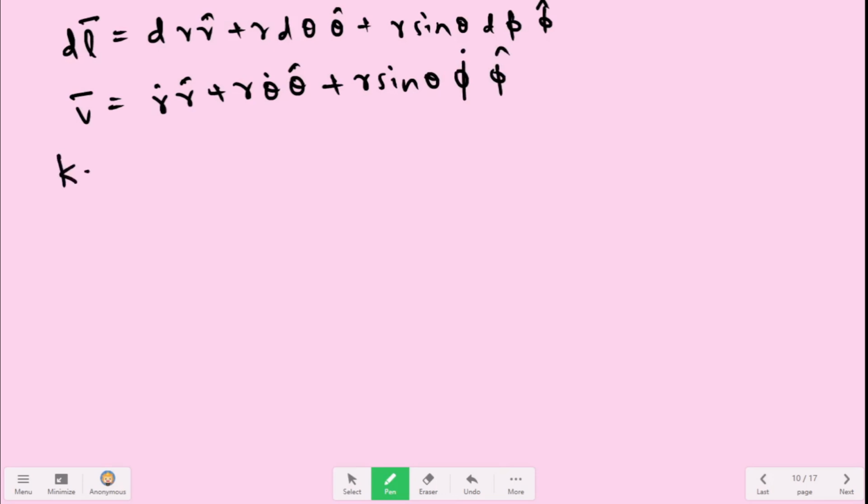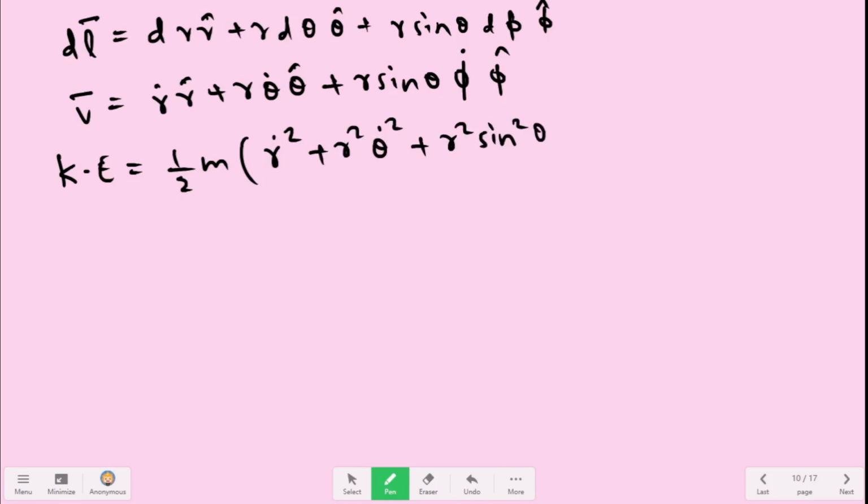Kinetic energy is equal to 1/2 m v². v² is r dot² + r² θ dot² + r² sin²θ φ dot². In the case of cylindrical coordinate system, this was spherical and here we have cylindrical.